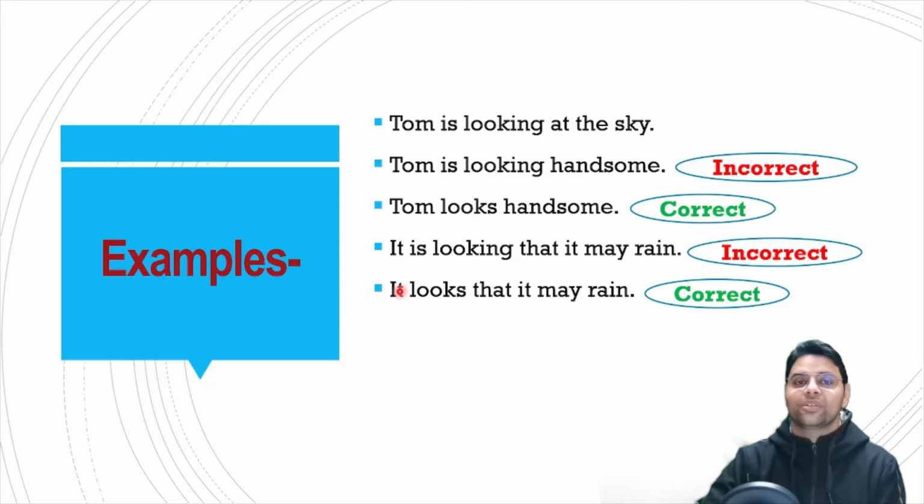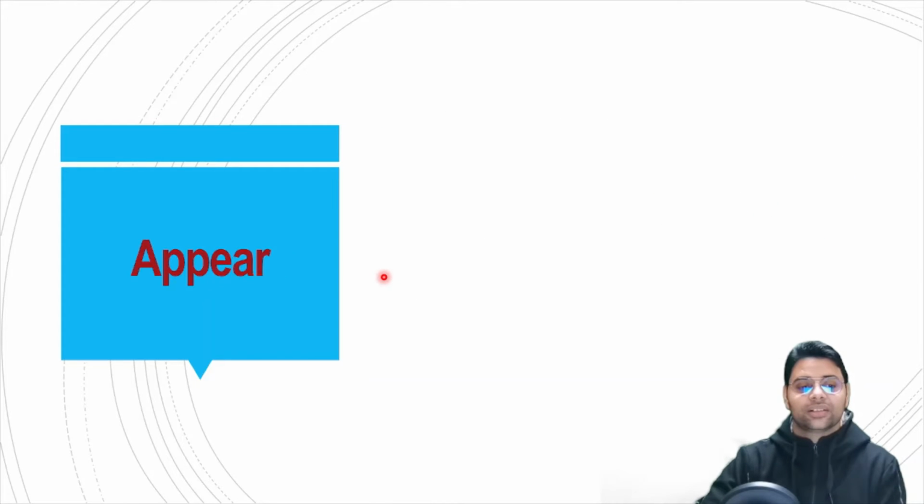So I hope you understand, look has two meanings. In one meaning it is progressive and can be expressed in continuous tense. In the other one it is stative and in that sense it cannot be expressed in continuous tense, whereas we have to use indefinite tense. So let's move on. Next verb is appear.